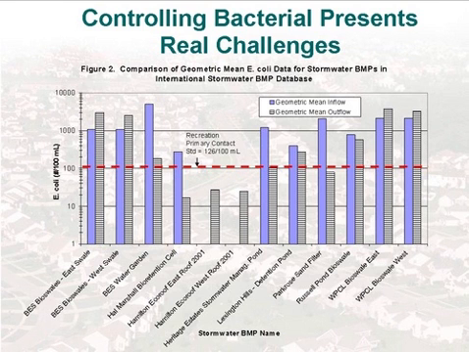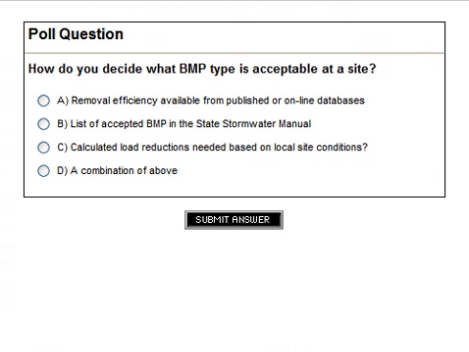So let's see. We have a poll question, I believe, next. And this one we want to ask you, in the past, how have you been making decisions about the type of BMP that you're going to put onto a site? So be as honest as possible here. You've been using removal efficiency information that you've gotten from perhaps a published article or a database or a design manual somewhere. So that percent removal number that we've talked about before.